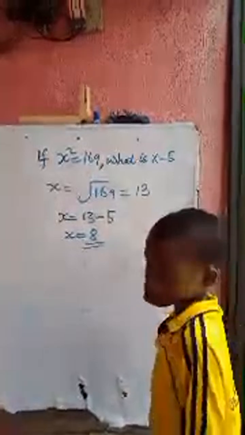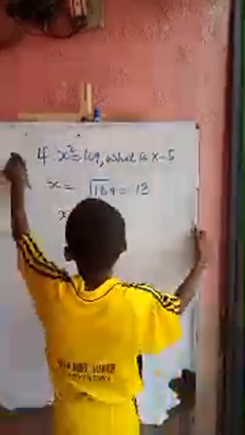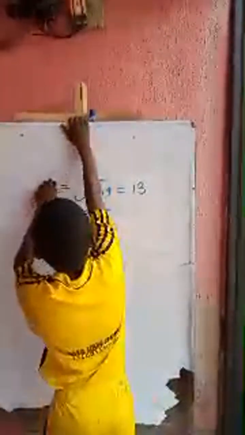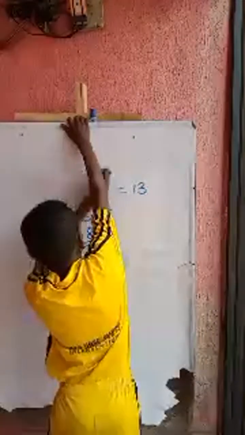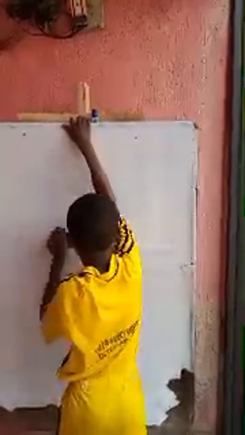Let's look at the next question. In the next question, the question says we should decrease 2,000 by 20%.